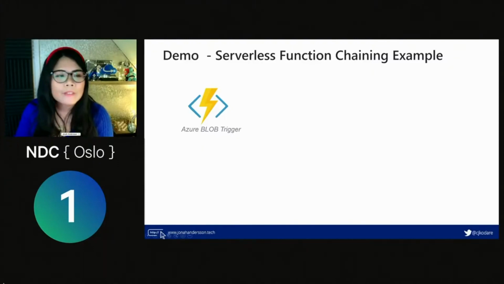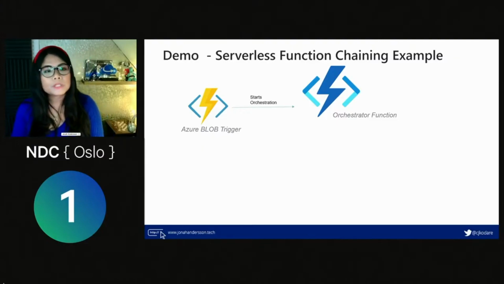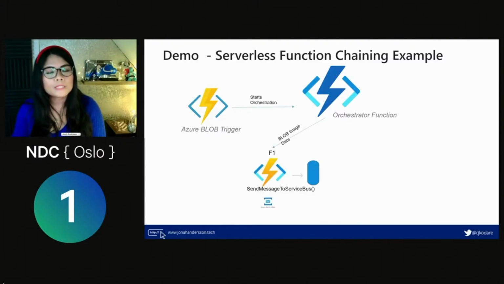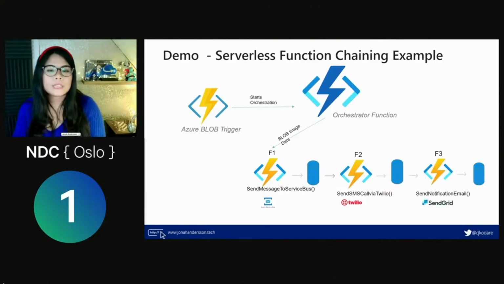So what I have is an Azure Blob trigger. And what it does is, when I upload an image to my Azure storage, for example, it gets triggered and the orchestration starts. When my orchestrator gets started, I will be passing in my blob image data and sending that message to my Azure Service Bus queue. And then when it's done, it's going to send an SMS and call using a Twilio API. And also when it's done, it's going to send a notification email using SendGrid.